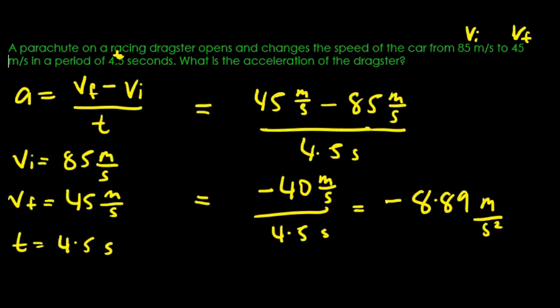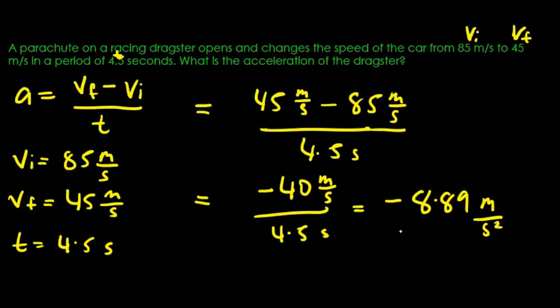Now, this should be pretty intuitive. This negative should make sense because it was going faster at the beginning than it was at the end, meaning that it was slowing down or decelerating. So we should have a negative acceleration. Whenever we have a deceleration, we should have a negative acceleration. So negative 8.89 meters per second squared.